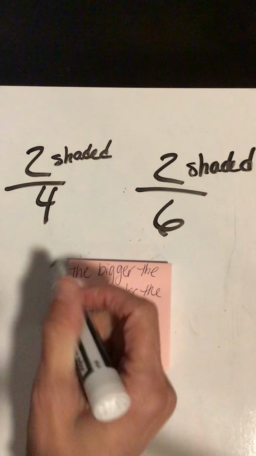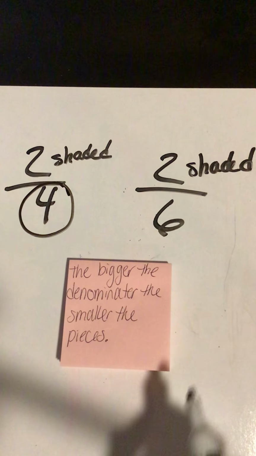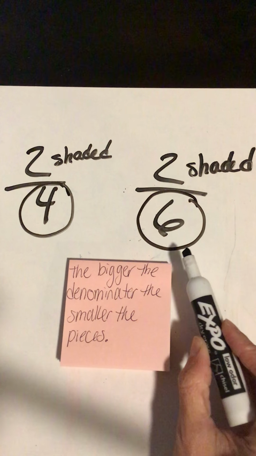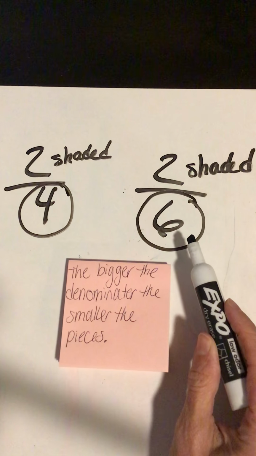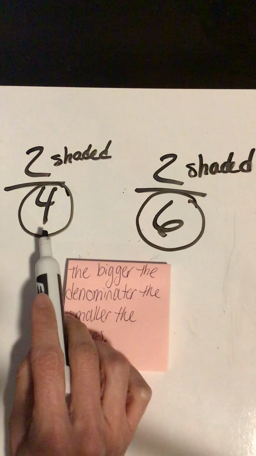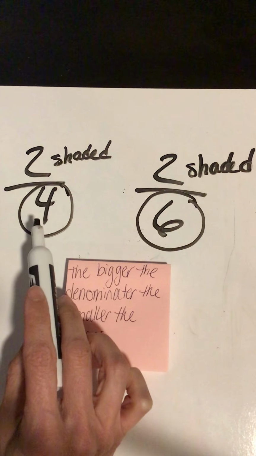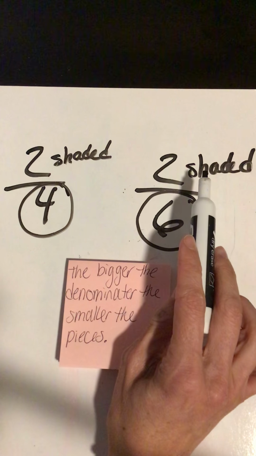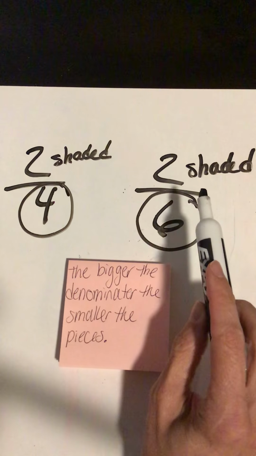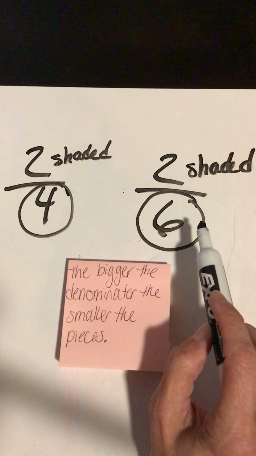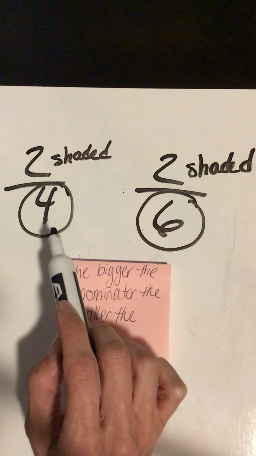Okay, so my denominator here is a 4. My denominator here is a 6. Here, I'm having to share with 6 people. Here, I'm only having to share with 4. Yes, 2 are shaded in. That means that 2 have been eaten. Okay, over here 2 has been shaded in and 2 have been eaten as well. But if I have 6 pieces, that means my 6 pieces are a lot smaller than my 4 pieces.